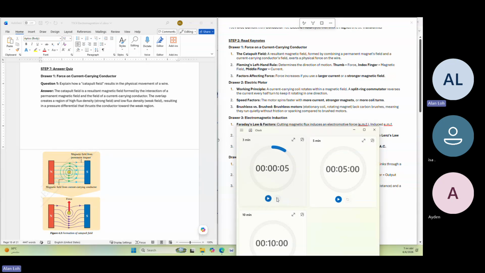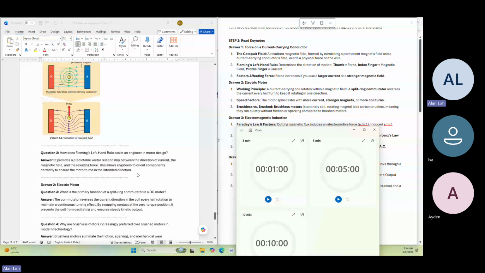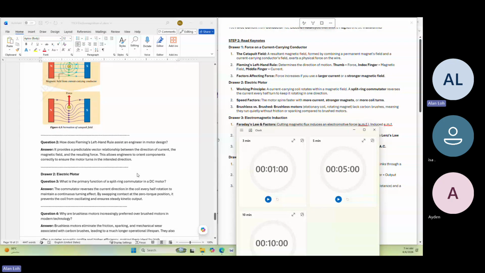Okay, time's up. We'll do the same thing for question 2 and 3. Okay, 1 minute, 2 and 3. 2 is drawer 1, 3 is drawer 2. Let's start now. 1 minute.